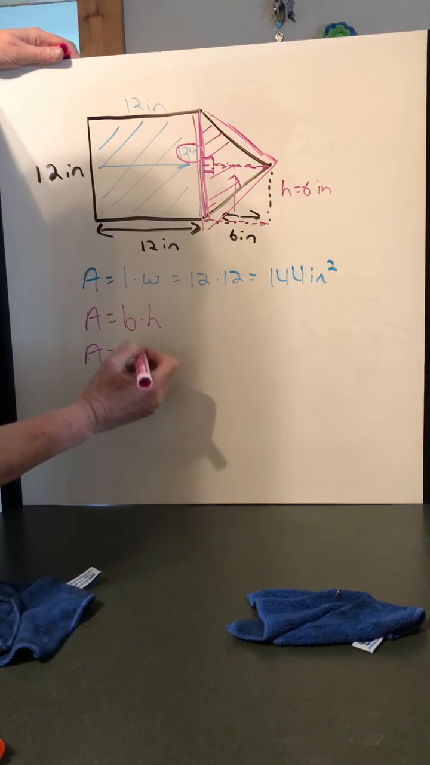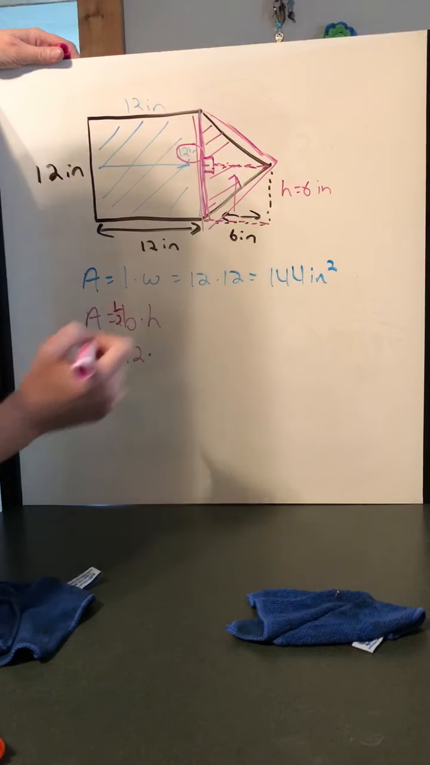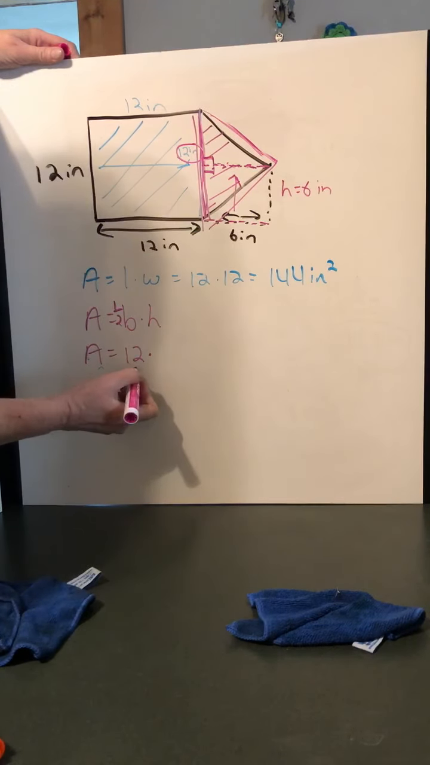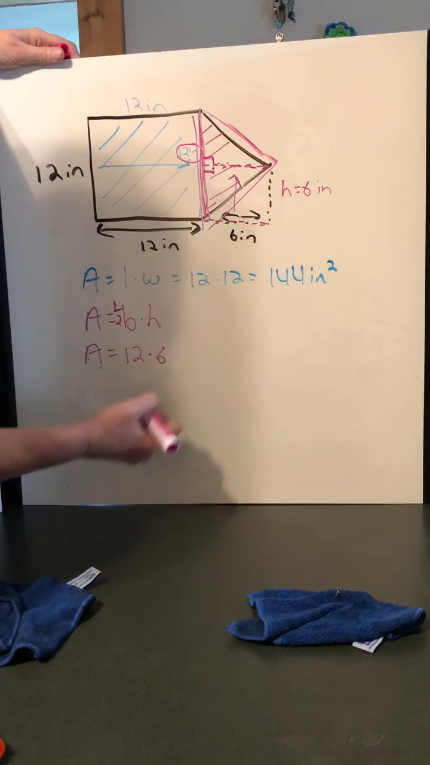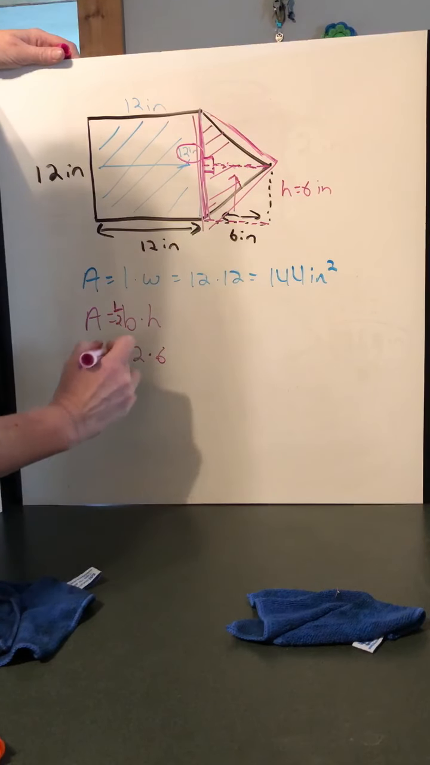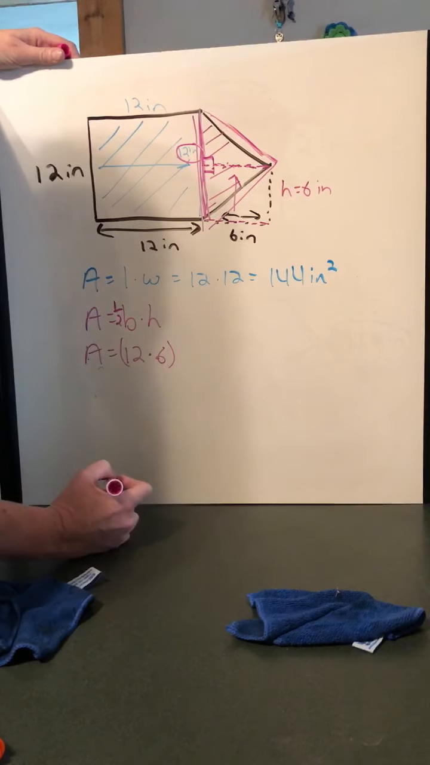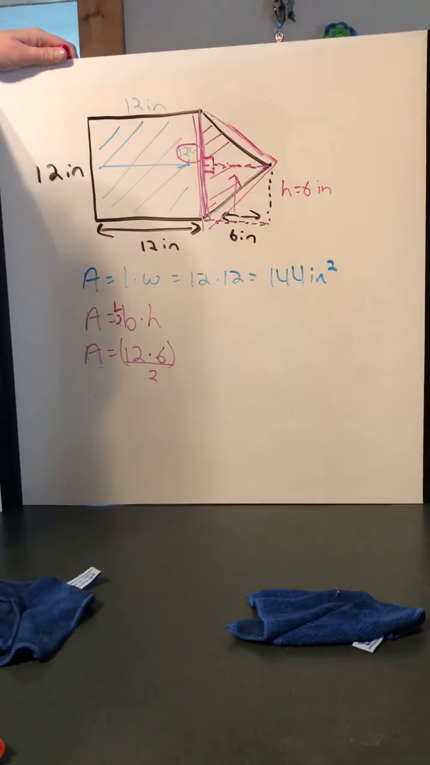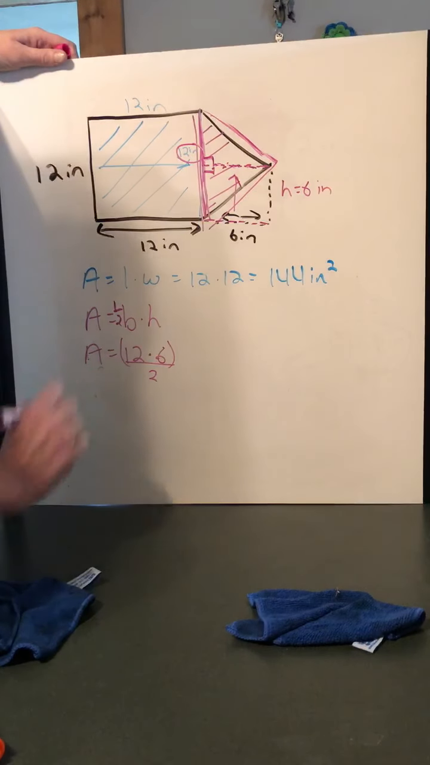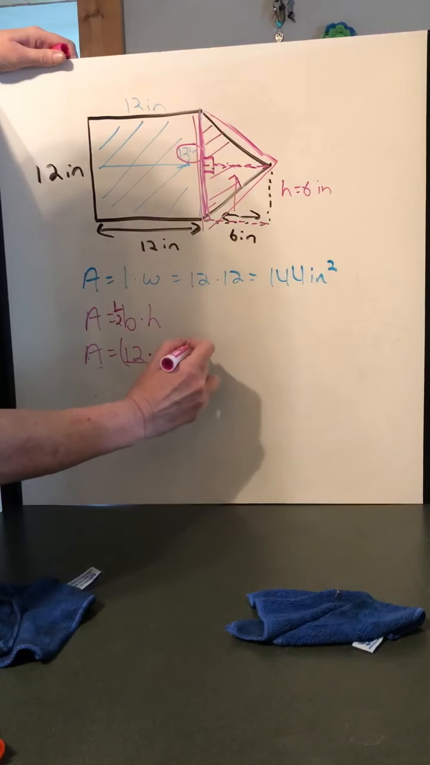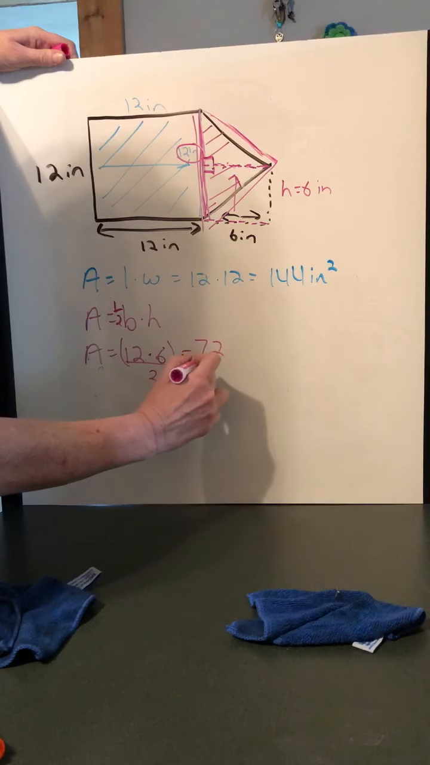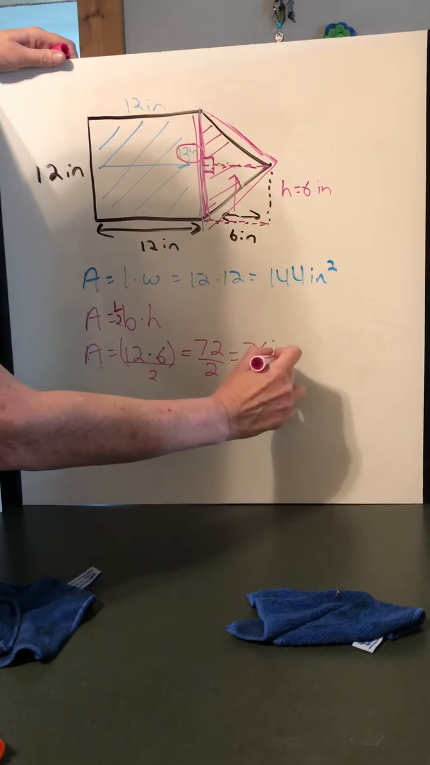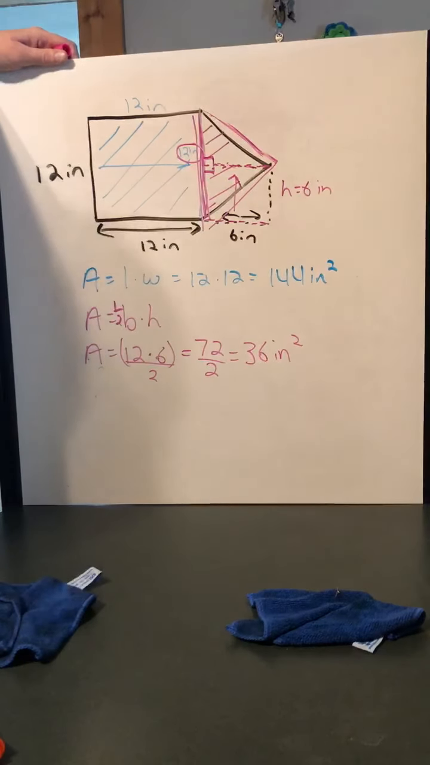So I want to find the area. I should have said 1/2 base times height. So my area is 1/2 the base times the height. My base is 12, my height is 6. And I know that it's 1/2 of that, so I can either multiply by 1/2 or divide by 2. To me, it's easier just to divide by 2. So 12 times 6 is going to give you 72. You're going to divide that by 2. That's going to give you 36 inches squared.